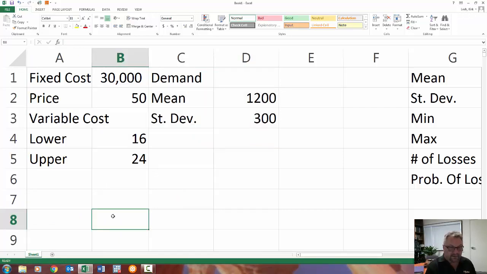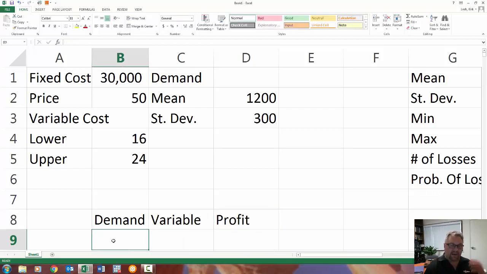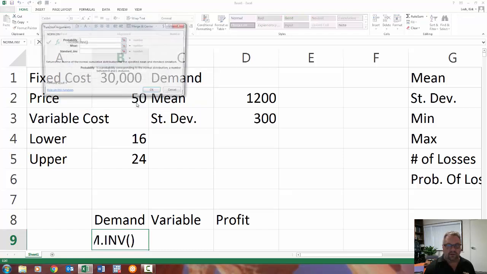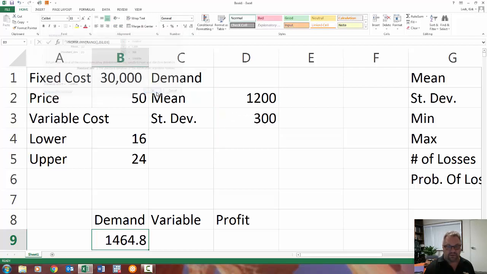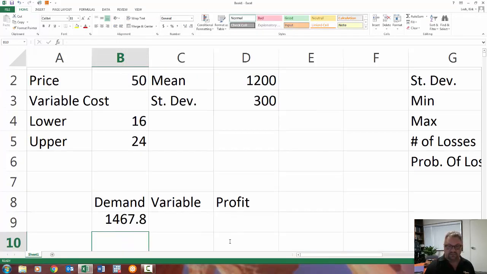All right, so I usually like to start off with demand, and then this one I just have my variable cost, and then my profit, right? So demand, again, normal distribution. So NORM.INV, there it is. Hit OK. Again, the RAND, that's what's generating my probability. Mean is 1,200. Standard deviation is 300. And presto, you are done. Anchor the mean, and the standard deviation.